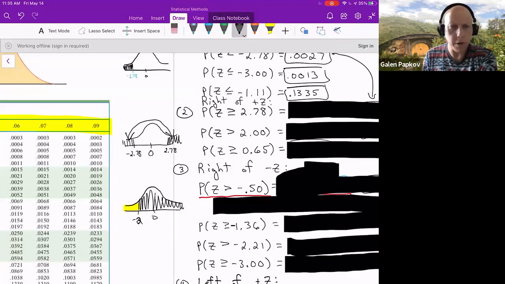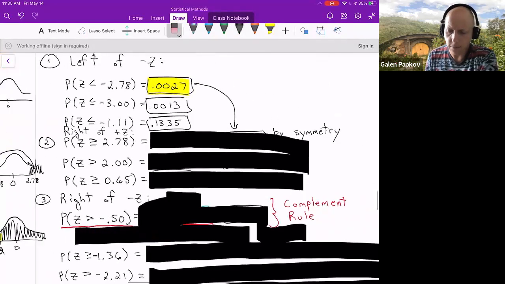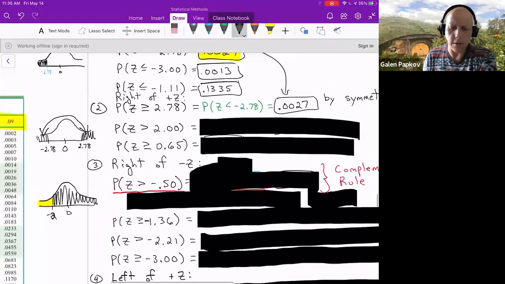Hopefully you saw pretty quickly that they should be the same, which means that the area to the left of negative 2.78, we got that to be 0.0027 earlier. So that should be the same answer that we got here by symmetry. And you do the same idea for the other two.